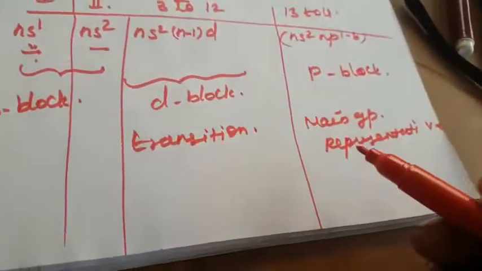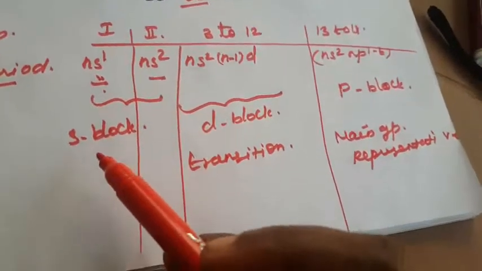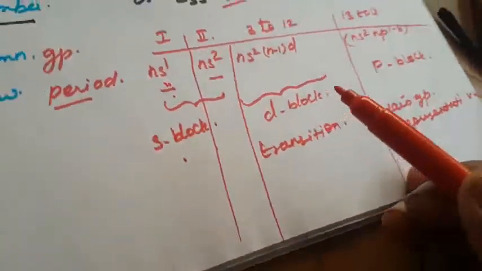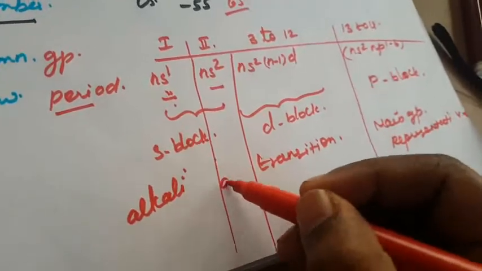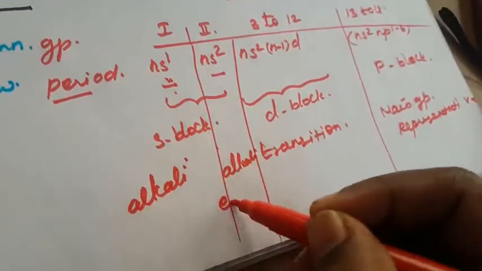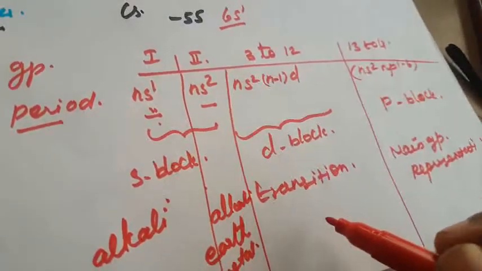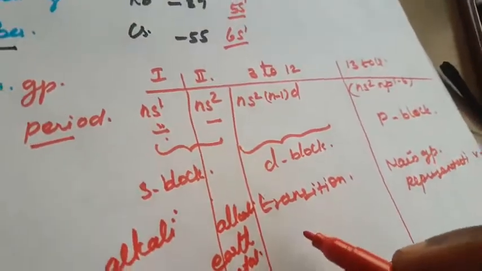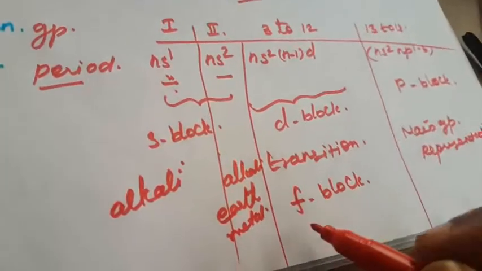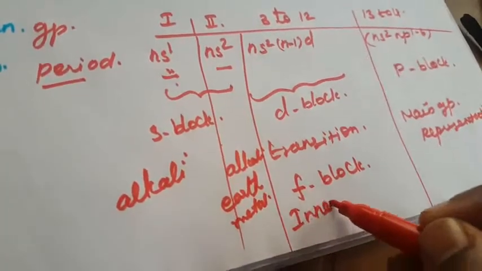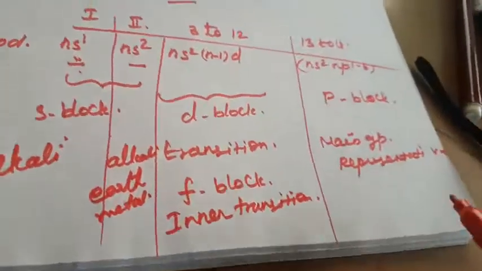Representative elements. This is the group element. First group and second group are the alkali metals and alkaline earth metals. The first group is otherwise called alkali metal. This is called alkaline earth metal. This is called transition element, the d-block elements. At the bottom of the periodic table, the f-block elements are called inner transition elements.